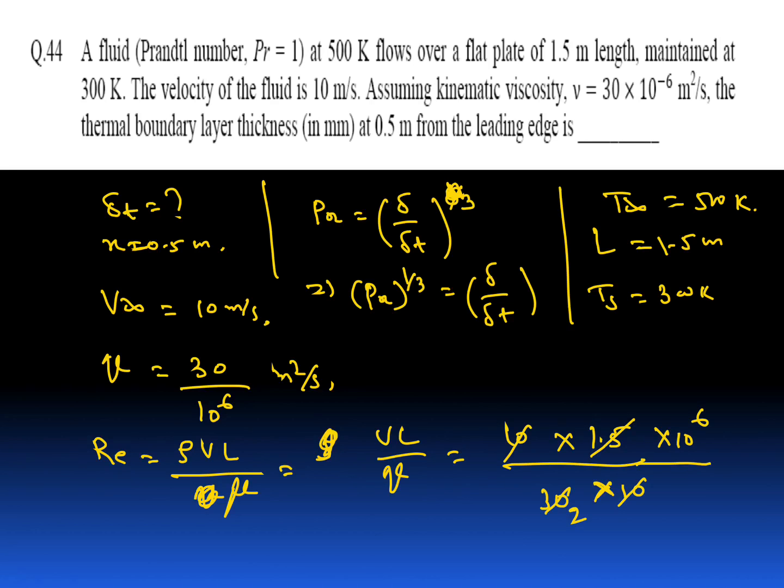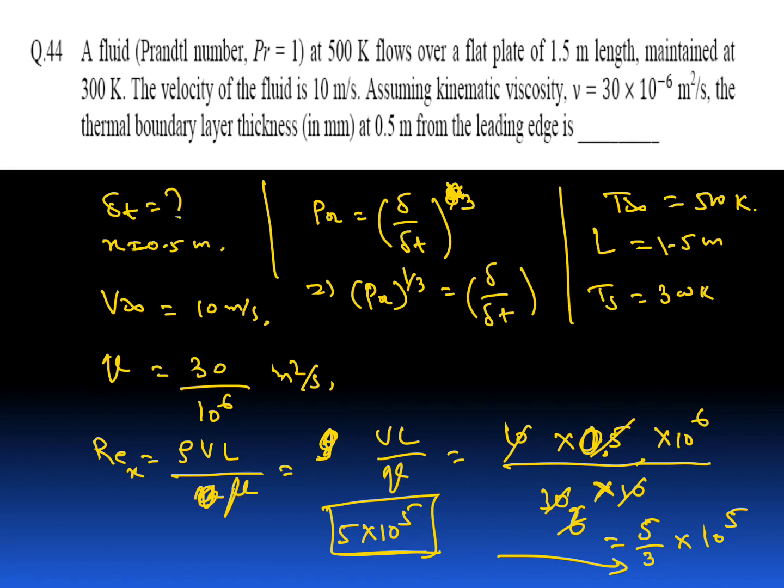One minute, here X is given 0.5, so length is 0.5. Re x we have to calculate. So we will get 5 by 10, 10 cancel, here you will get 10 to the power 6, it's 5 by 3 into 10 to the power 5. So it's laminar. Up to 5 into 10 to the power 5, this is laminar. This is less than 5 into 10 to the power 5, so this is laminar flow.